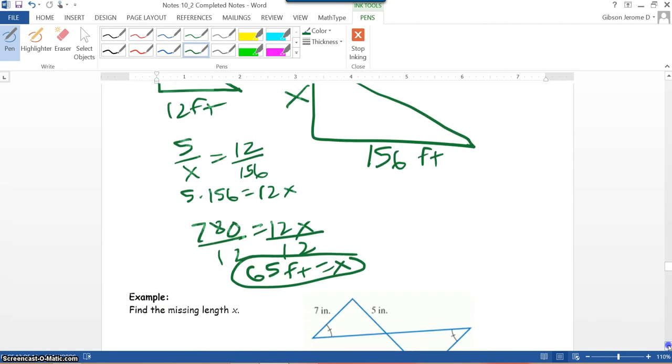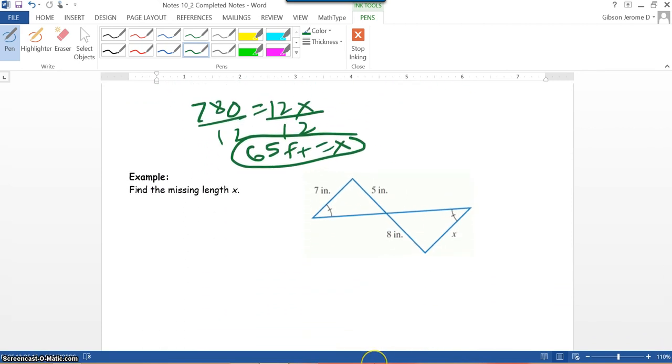Now, we go to our next example. Our next example states that we need to find the missing length x. So we need to find the x value here. Now when we look at this triangle here, we notice that it is flipped upside down. Now we can redraw it and then get it to what we need it to be here. So if we redraw it, it will go basically like this. I took the liberty of drawing this here. Now if you notice here, directly across from the angle, we have the 8 inches and the 5 inches. So we know that they are proportional.